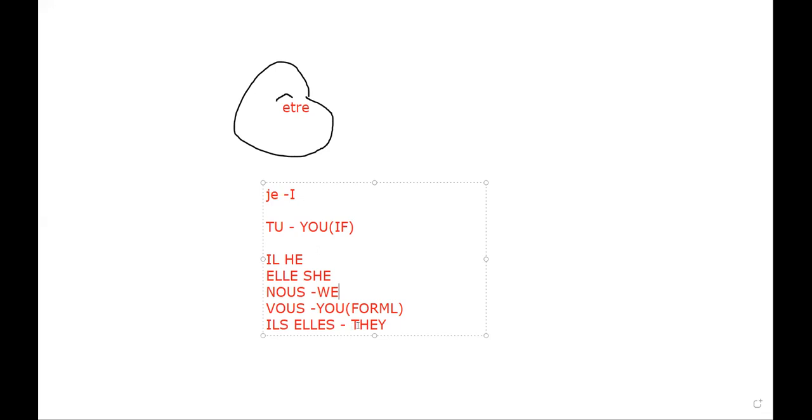Il and elle. Now, for example, I can say boy, boys, girl, girls. So ils, if we have a lot of boys, I can say ils with an S. If we have a lot of girls, I can say elles. But the S would not get pronounced. Is it clear to you, Himika? Clear? Yes, sir.